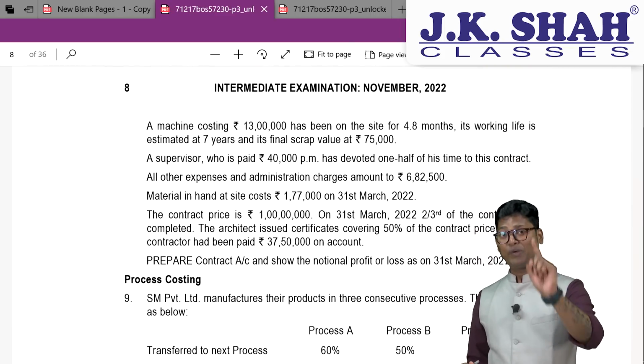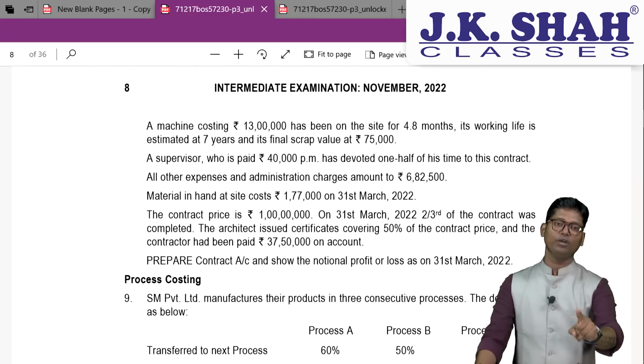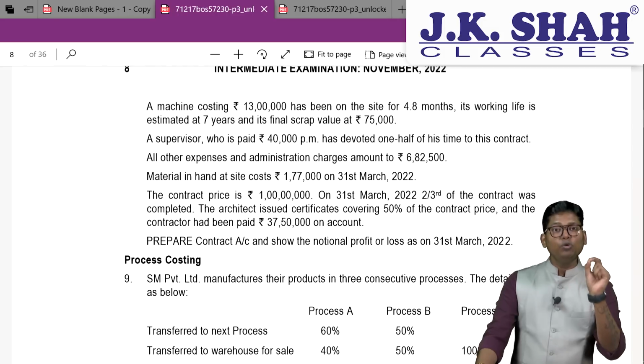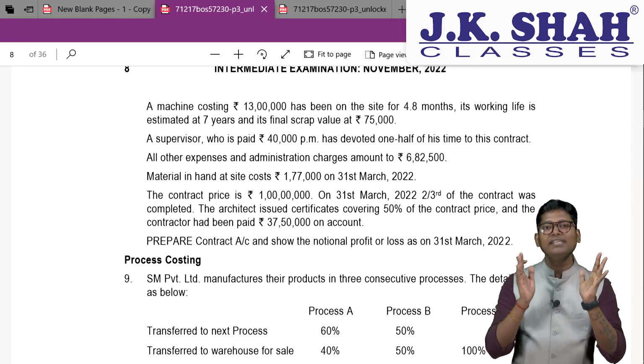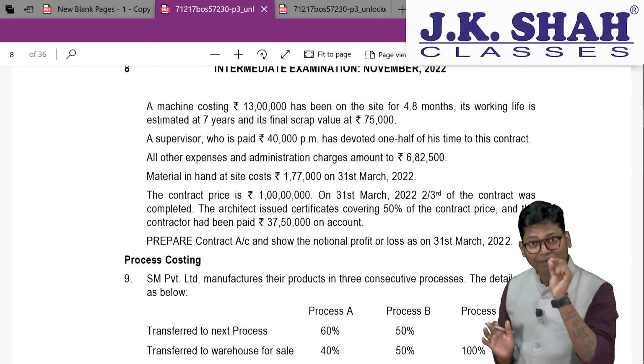Again, a similar question is there in JK Shah Classes textbook. To be very precise, it is question number 2 from the homework section of JK Shah Classes. Question number 2 from the homework section. Okay, to be very precise.